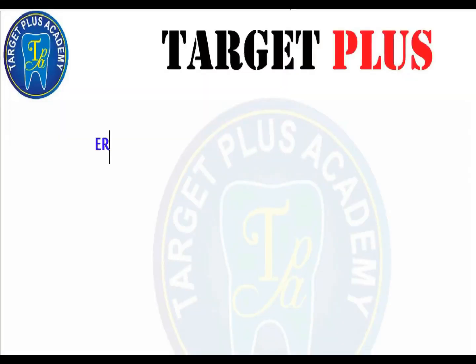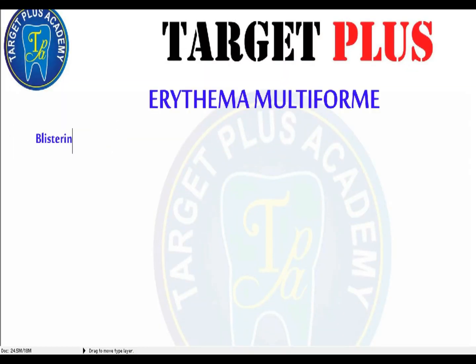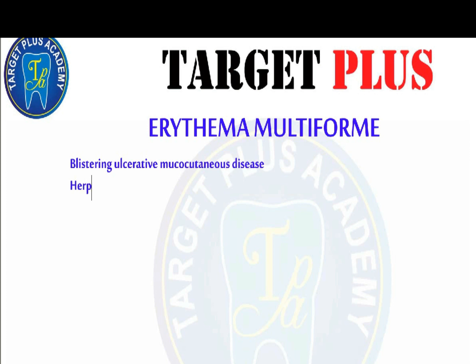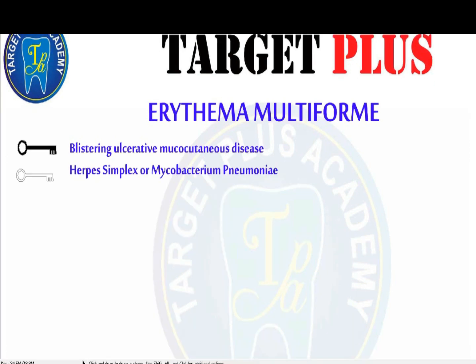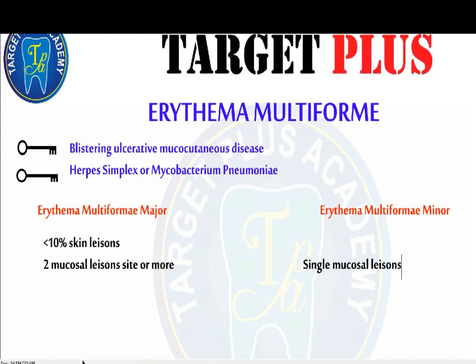Erythema multiforme is a blistering ulcerative mucocutaneous condition. In about 50% of cases, the clinician can find an appropriate precipitating cause, usually a preceding infection like herpes simplex or mycoplasma pneumoniae. Types: erythema multiforme minor or erythema multiforme major. The erythema multiforme minor has a typical target lesion. We will discuss that later on.